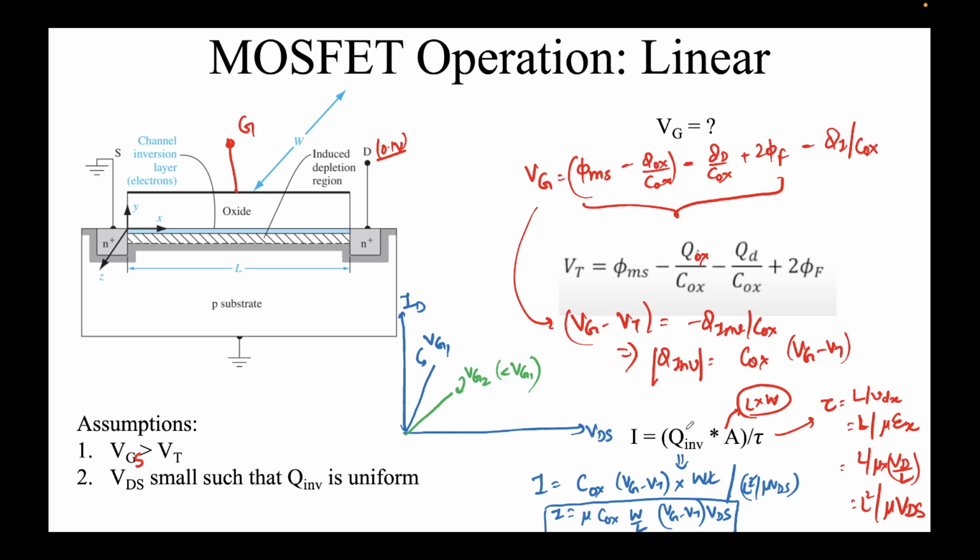And so Q, when you have a lesser amount of charge, and assuming tau, the time constant, does not change, what you will have is lesser current.